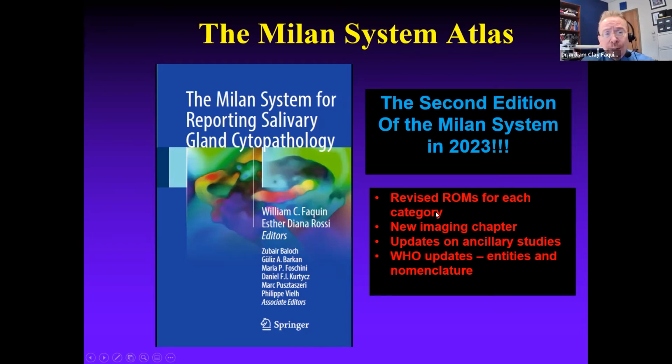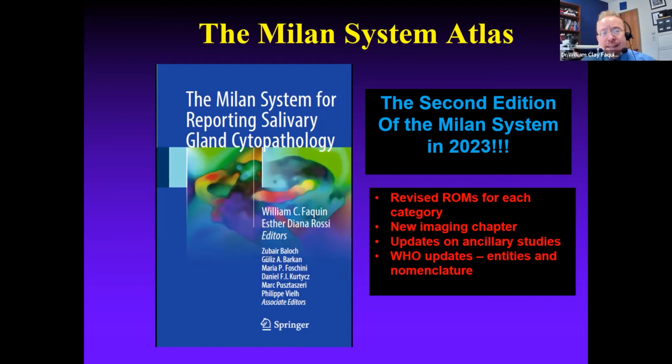And so what's new in the second edition of Milan? I'll show you the new risks of malignancy, but we have a much better handle on the risks of malignancy for each of the diagnostic categories, because now we have this terrific literature that's been published by all of you, and we can take that literature and extract the information and really hone in on the risks of malignancy.